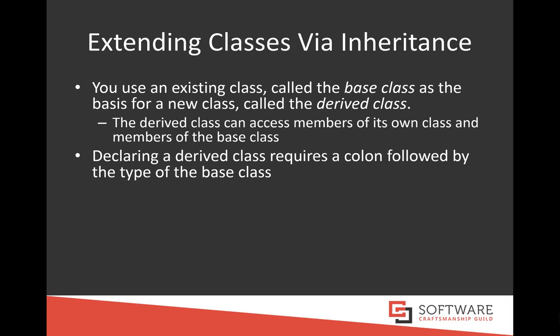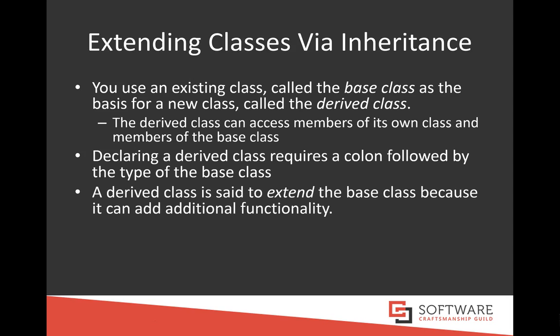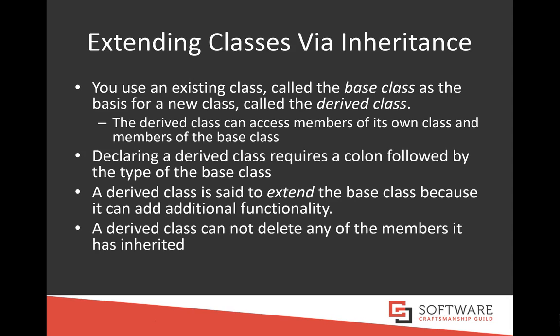If you want to declare a derived class, you define the class just like you normally would, public class, class name, and then you put a colon, and then you put the type of the base class. This is exactly the same syntax as implementing an interface as we saw in the last lesson. A derived class is said to extend the base class because it can add additional functionality. A derived class cannot delete any of the members that it has inherited. Any of those public methods and members, they have to be used. They have to be available.